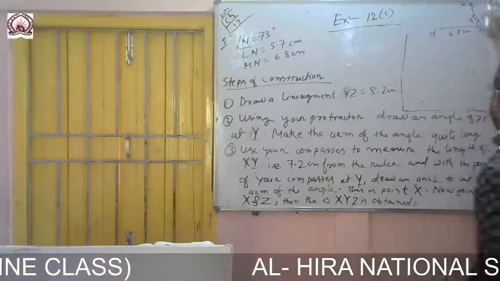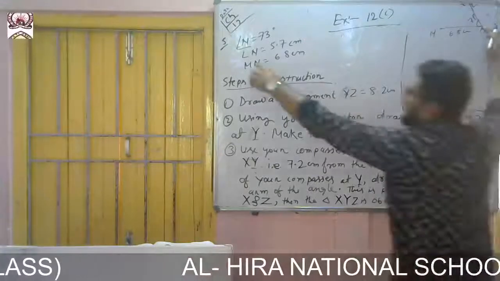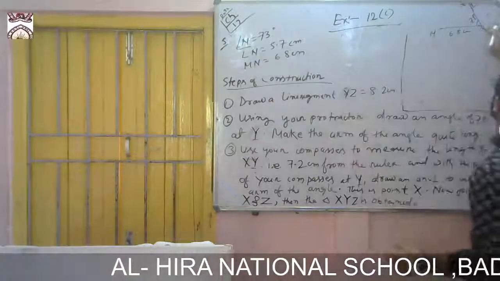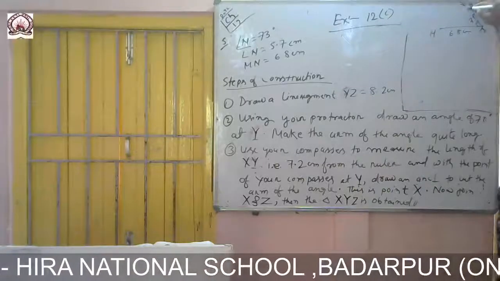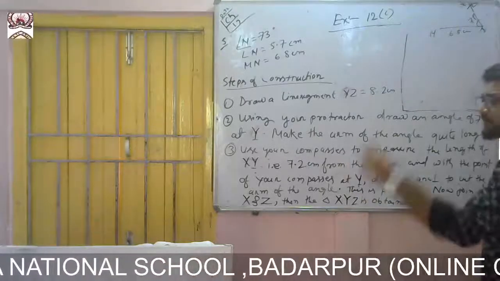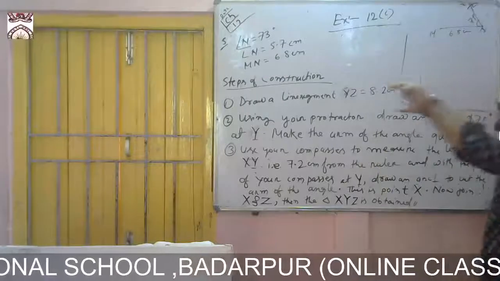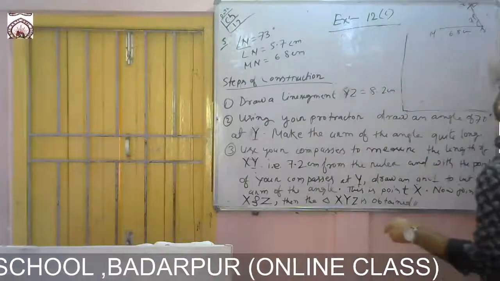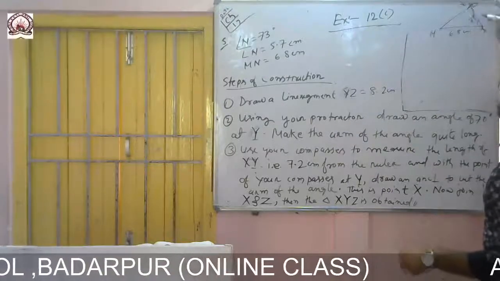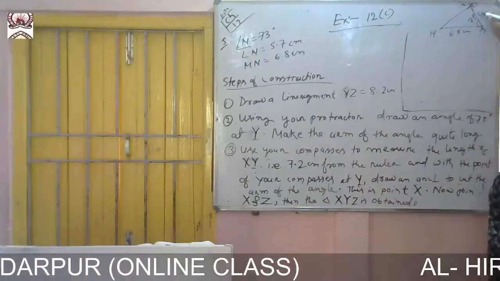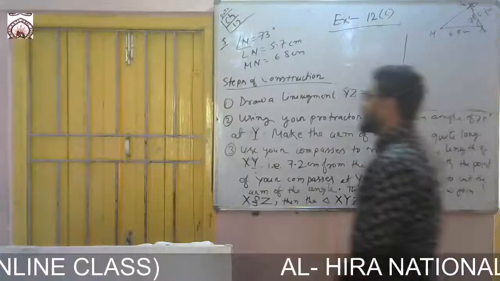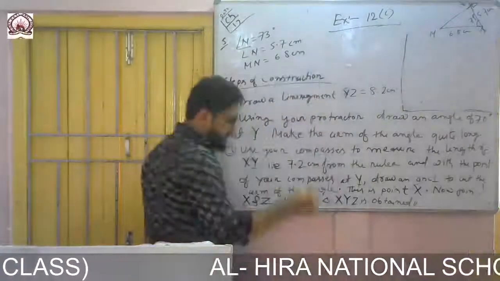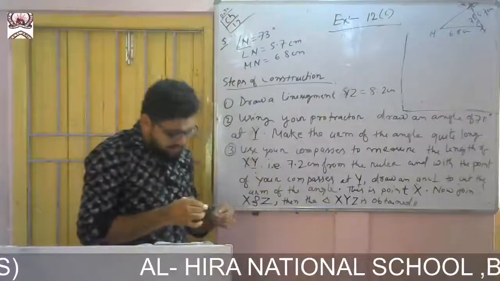So LN, how much is given? LN is 5.7. With the help of a ruler, you take LN equals 5.7 centimeter with the compass and cut it here. Then join and you'll get the triangle. This is 5.7 centimeter, and you measure the remaining side with your ruler and you'll get the answer. Now see the last question.